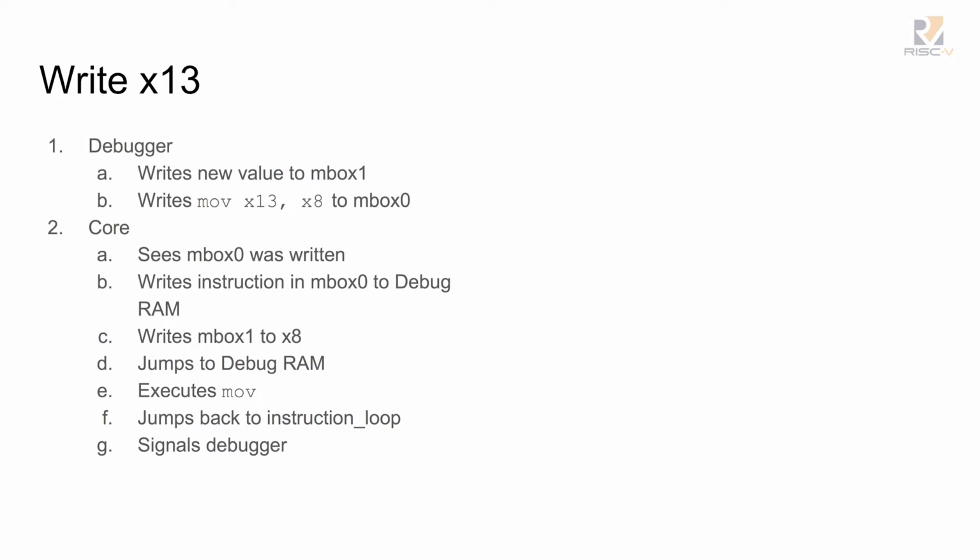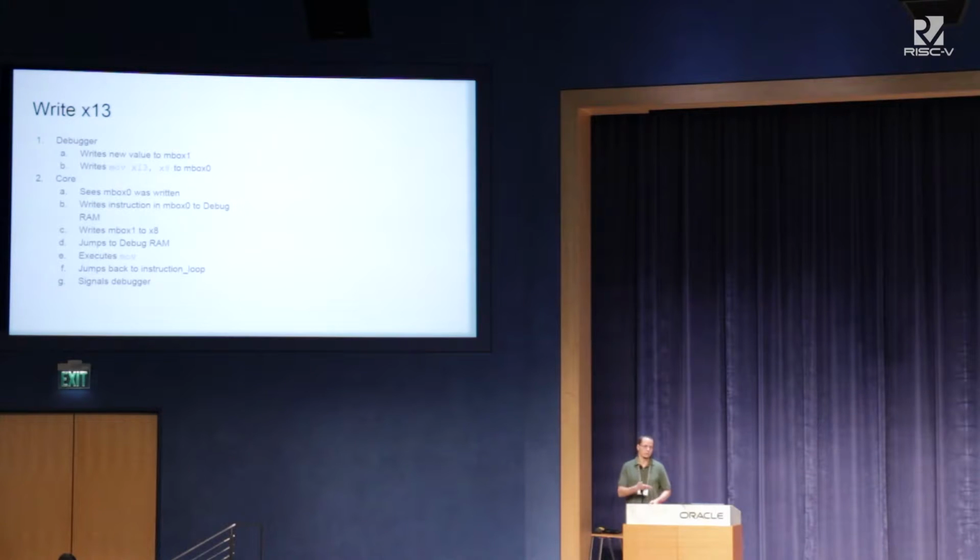So now the value of x13 is changed. And then it jumps back to instruction loop, because previously we'd written 2 jump instructions, and we only overwrote the first one. And then it signals the debugger again, saying, oh, you know, we're ready to do this again. So using this mechanism, you can pretty much access arbitrary registers, arbitrary resources that you might add to your RISC-V core that are not part of the standard. It's not the most efficient.